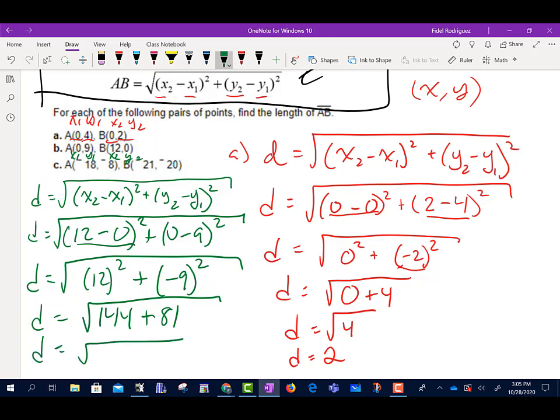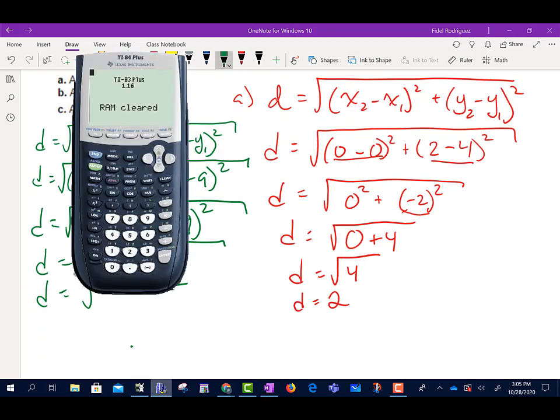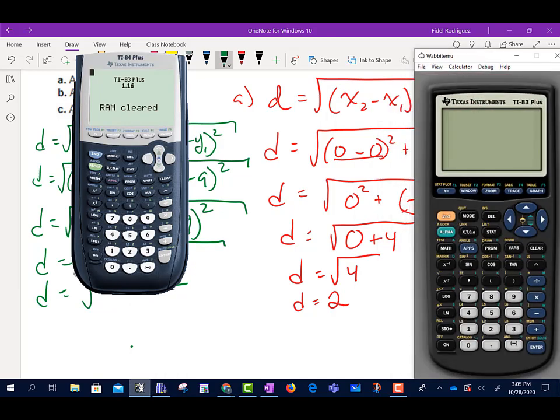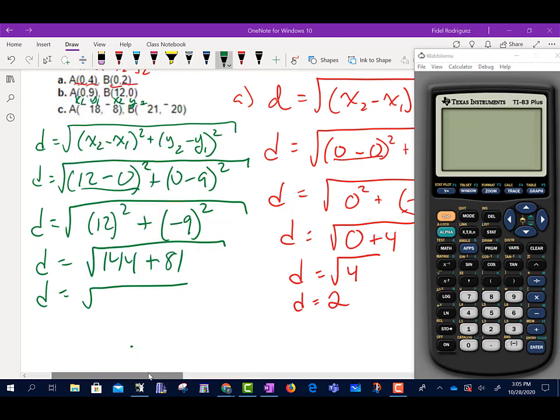Okay, and so now I'm just going to grab my calculator. Oops. That's not the one I want. This is the one I want. Let me get rid of this other one here, guys. Okay, let me turn this guy on.